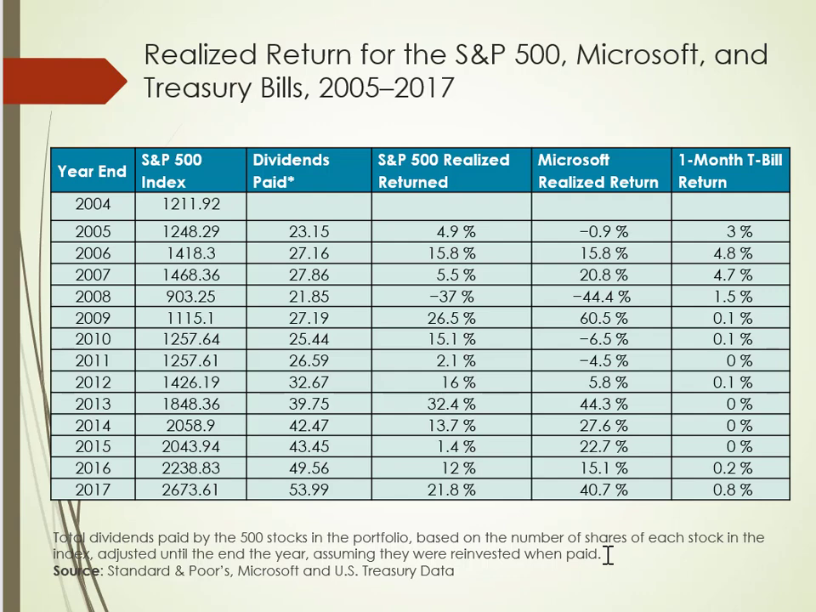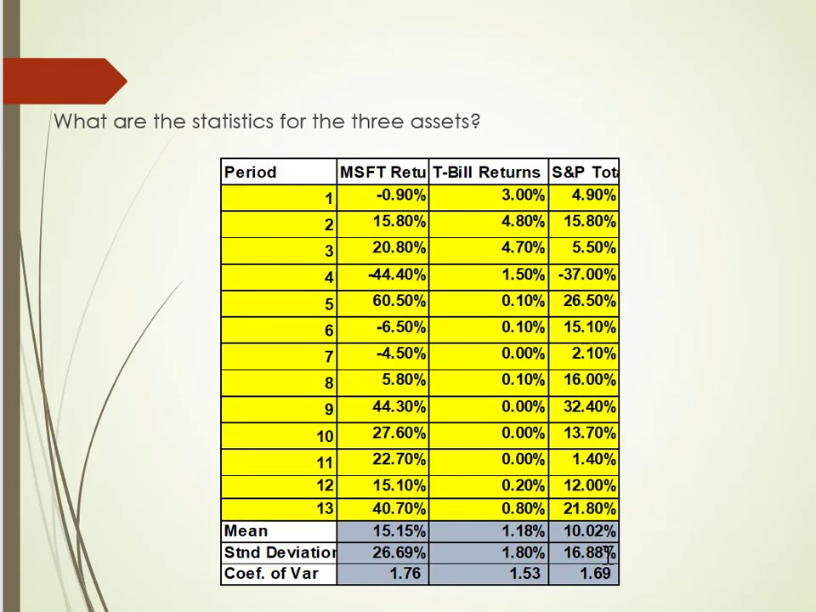Well, there is a worksheet that's available, and this worksheet is called the Historical Data Return Worksheet. And in this worksheet, you input the returns that you have for a particular investment. Here's the Microsoft returns, here's the T-bill returns, and here's the returns for the S&P 500.